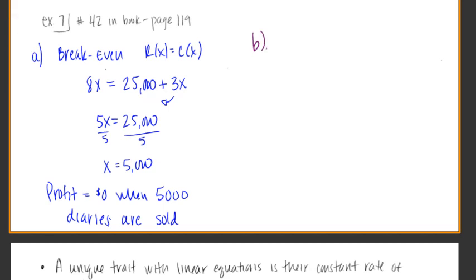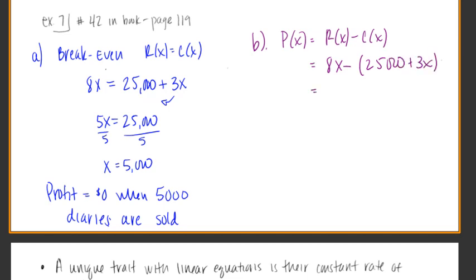Part B says that we want to know what should be the level of sales in order for the division to realize a 15% profit over the costs of making the diaries. Okay, first of all, let's find our profit function. Remember, our profit is revenue minus costs. So it's going to be our money coming in, 8x, minus our cost, which is 25,000 plus 3x. So in an equation, our profit is going to be 5x minus 25,000.